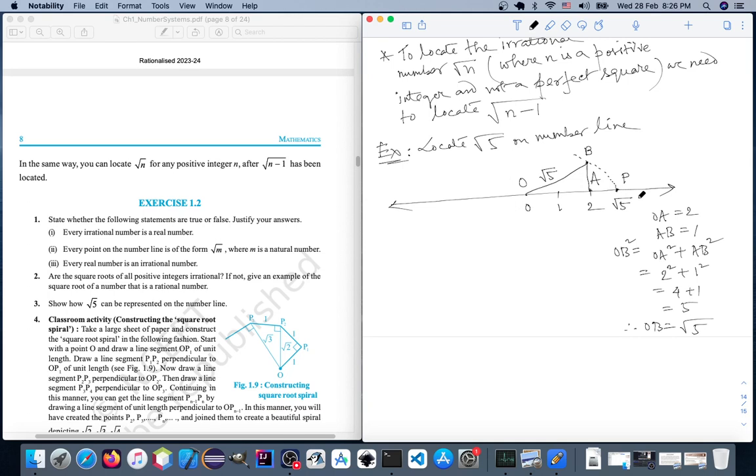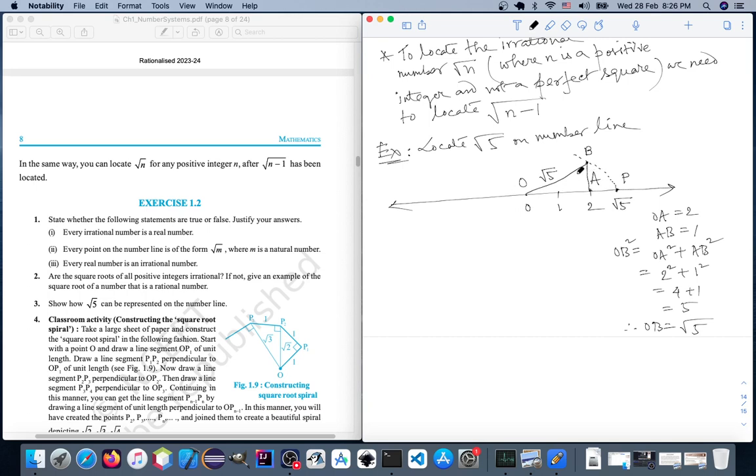So what are the steps? To look at root 5, we need to locate root 4. Root 4 we know it is 2. So we directly mark the point 2, which is A. And then we draw a perpendicular BA at A to the number line, and BA should be of unit length 1.